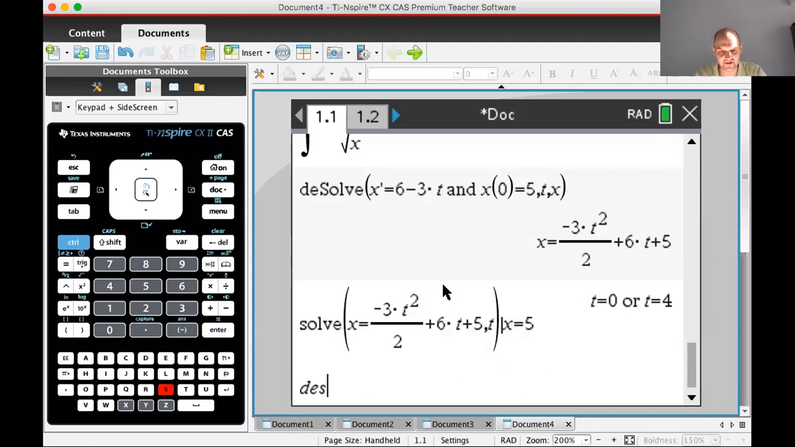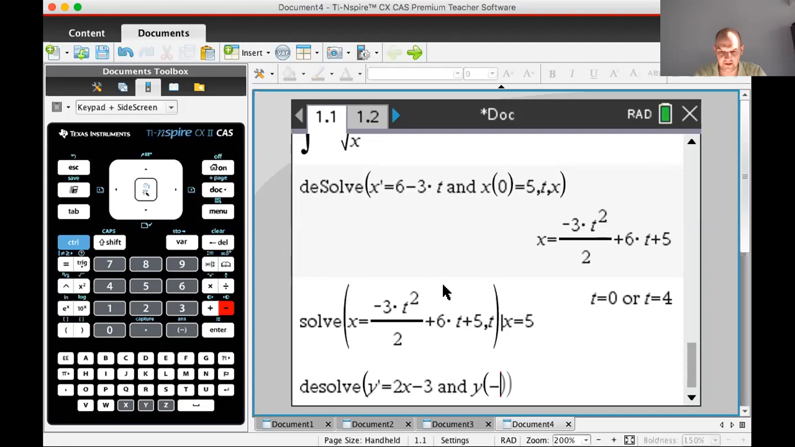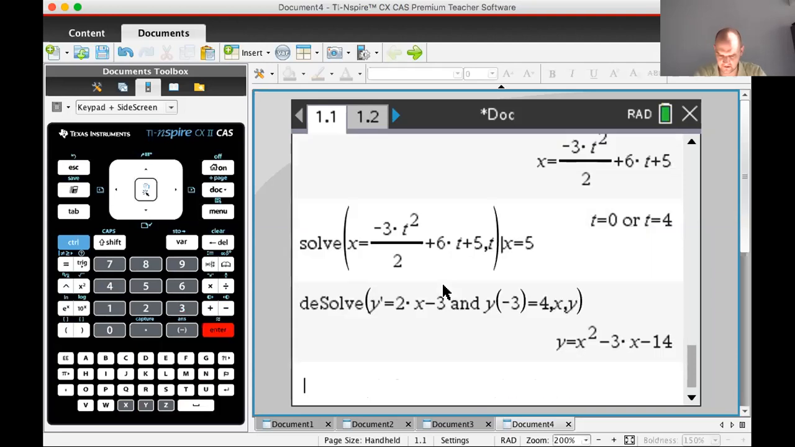I meant to do this problem, which is the problem above it. Y prime equals 2x minus 3 and y of negative 3 equals 4 xy. Yeah, that's the answer we got. All right. So checking them can be an issue.